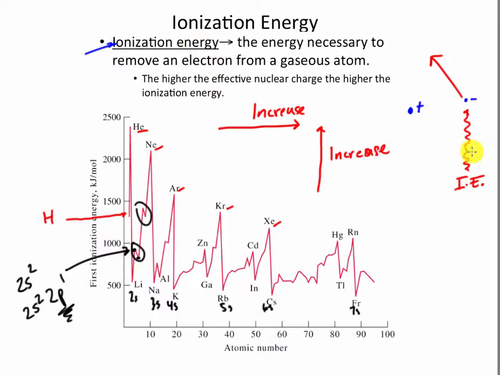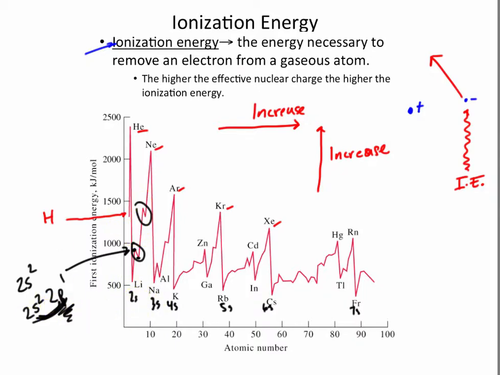Remember, ionization energy is energy added. So I'm not going to have to add as much energy because this 2p electron is shielded by that 2s. So you can have shielding within sublevels as well as between energy levels. So energy level change, sublevel change.